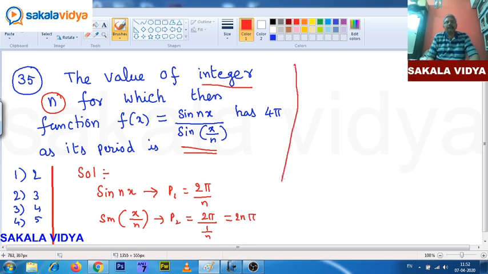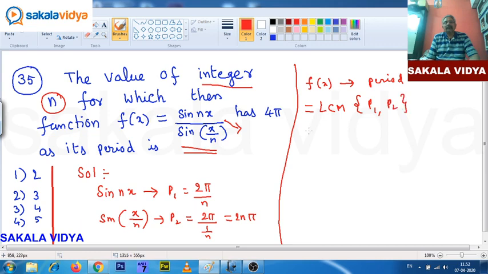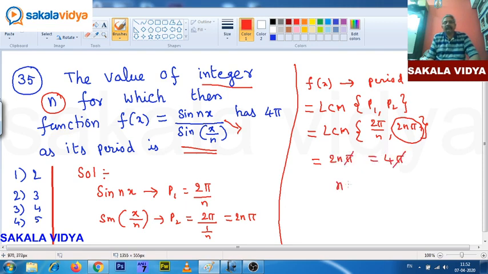Now, we need to find the period of this function, that means the f of x period. Say f of x period is equal to LCM of P1 comma P2. So, that is LCM of 2 pi by n comma 2n pi. Here the LCM will be 2n pi, but it is already given that it is 4 pi, pi gets cancelled, n equal to 2. So, first option.